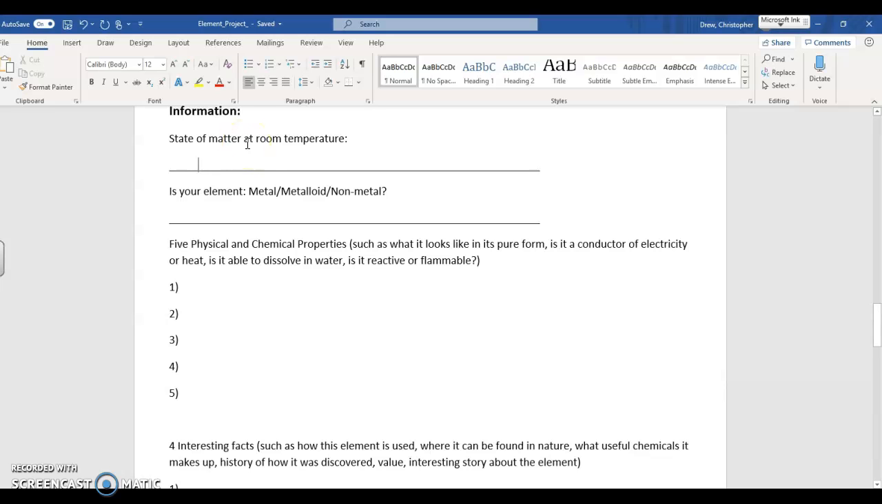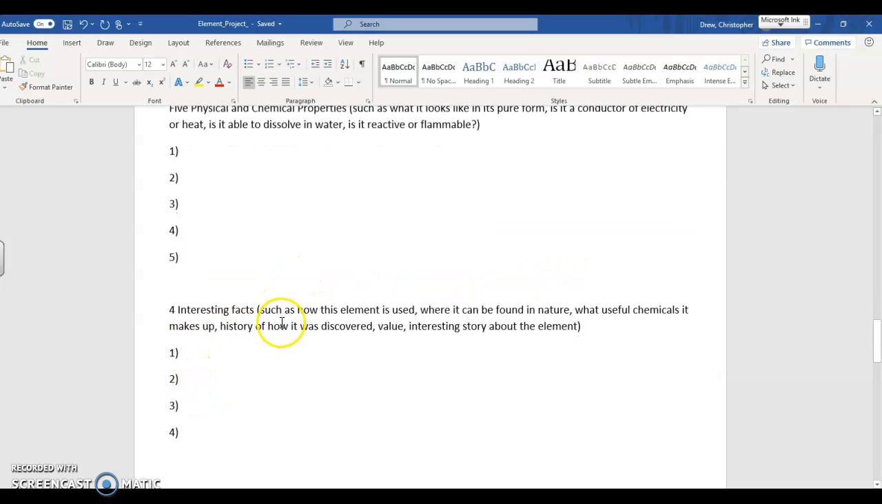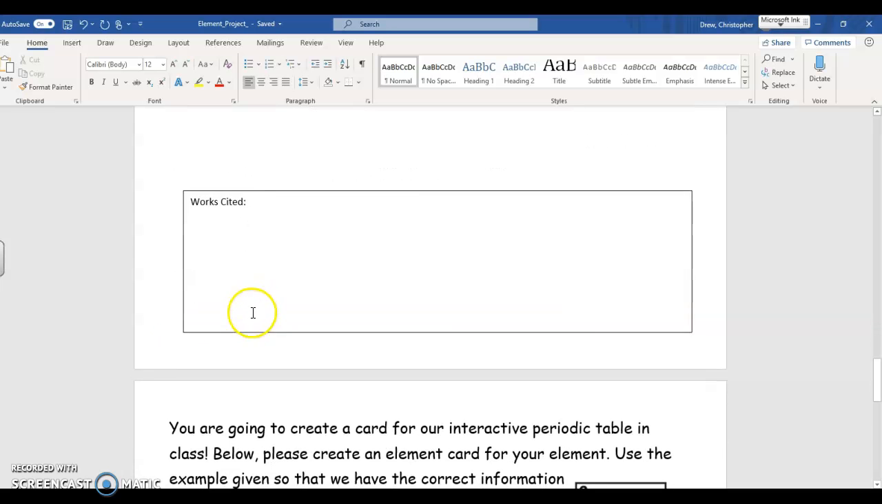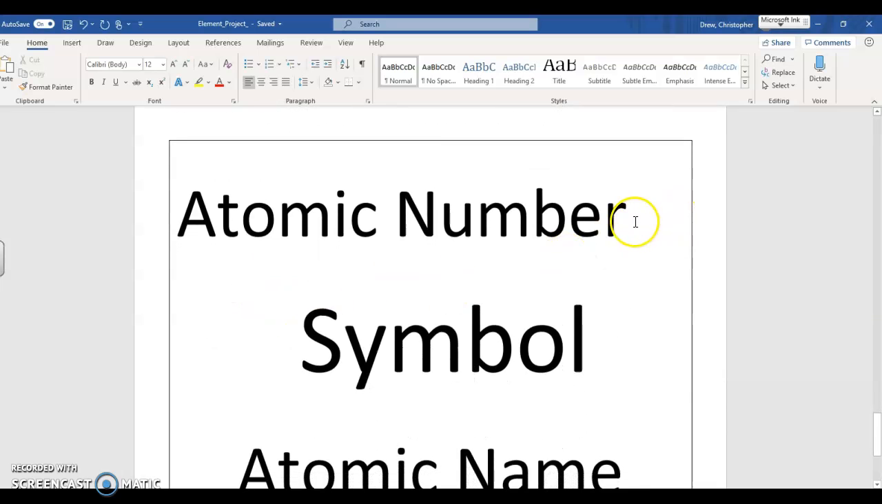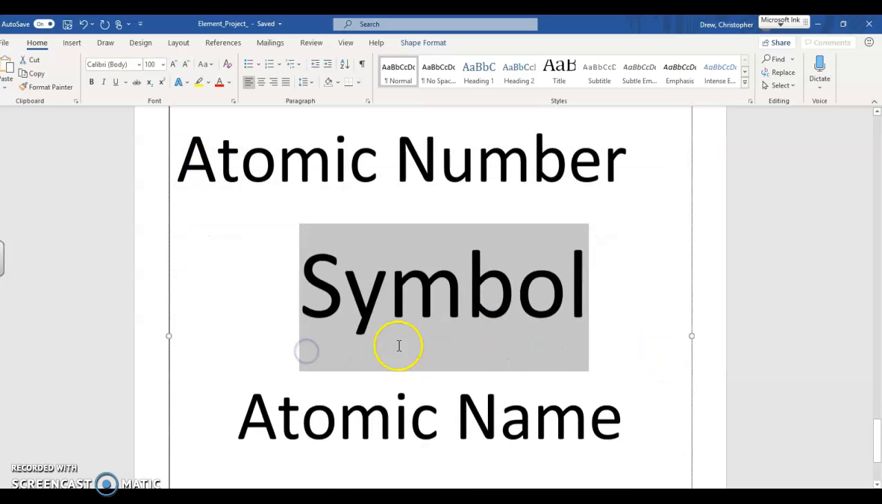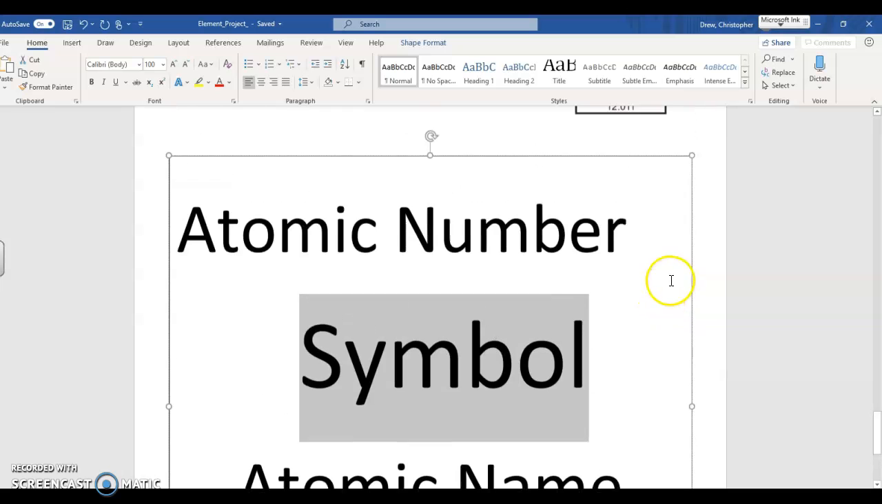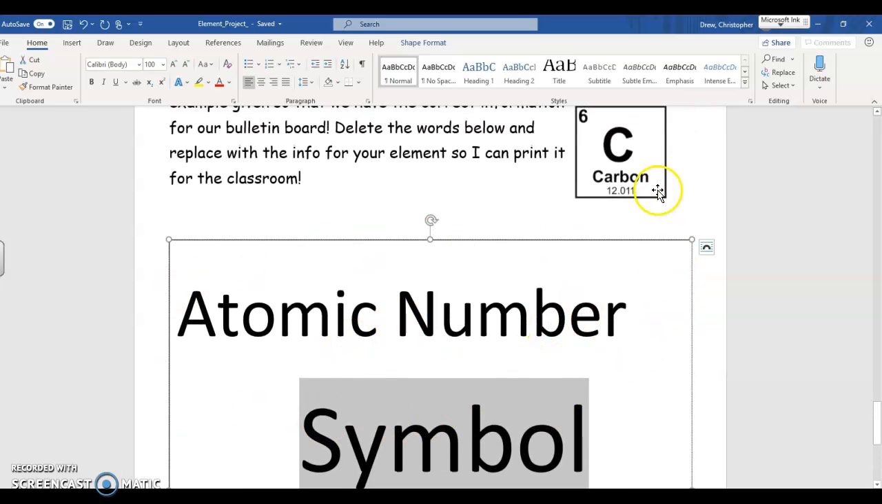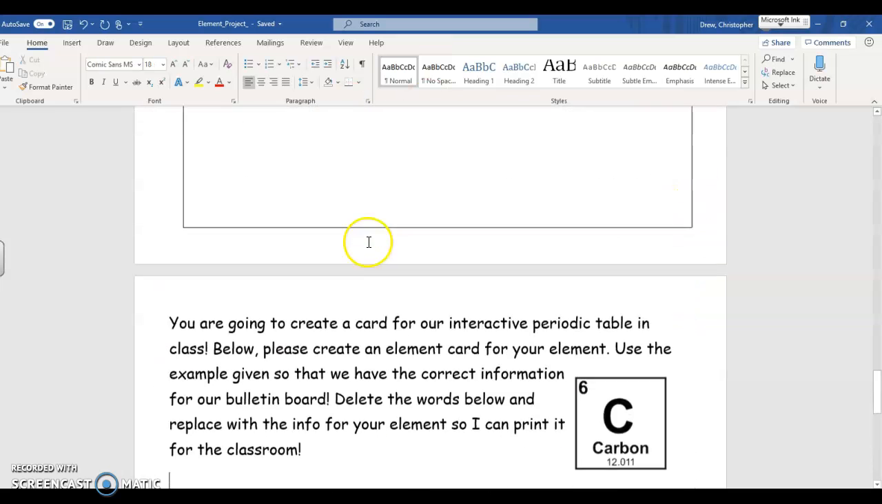Is this a solid, a liquid, a gas? Is my element a metal, non-metal, or metalloid? List your properties, such as examples here. List interesting facts, such as ideas to get you started here. Works cited, and then in your template for our periodic table, you'll be deleting the word atomic number and putting a number, deleting the word symbol and putting its symbol and name and mass. Then we can print out this square and hang it on our wall to make a brand new periodic table.